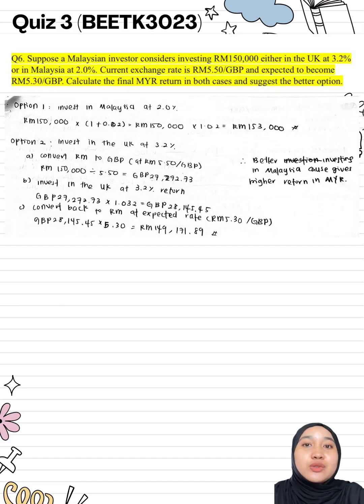149,171.89. And the final comparison: the local return gives us 153,000 ringgit while the UK return gives us 149,171.89. In conclusion, although the UK offers a higher interest rate, the appreciation of the ringgit from 5 ringgit 50 cent to 5 ringgit 30 cent reduces the final return. So the better option is to invest in Malaysia.